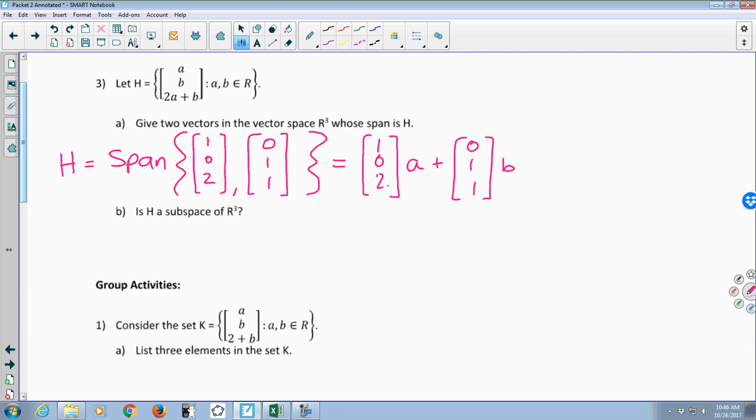So because I was able to write H as the span of some vectors from R3, and I know R3 is a vector space, then H is also a vector space. Call it a subspace of R3.